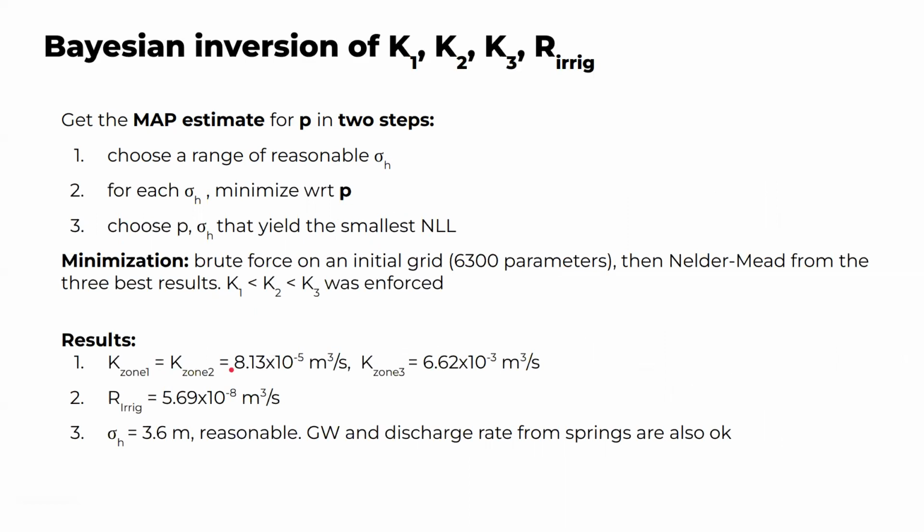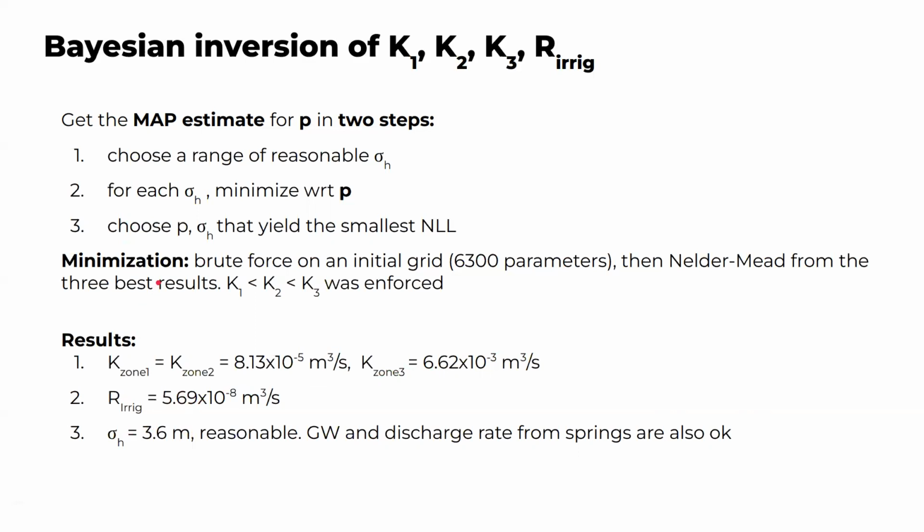And the results are these values. K zone 1 and K zone 2 are essentially identical, and K zone 3 correctly is larger. This is the rate of irrigation that we get, and the estimate of the measurement error at the wells that we get is 3.6 meters, which is reasonable. How do we do this minimization?